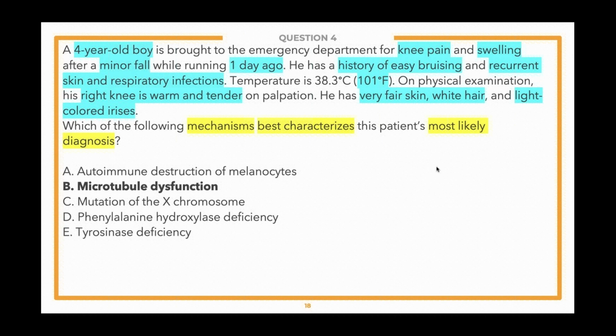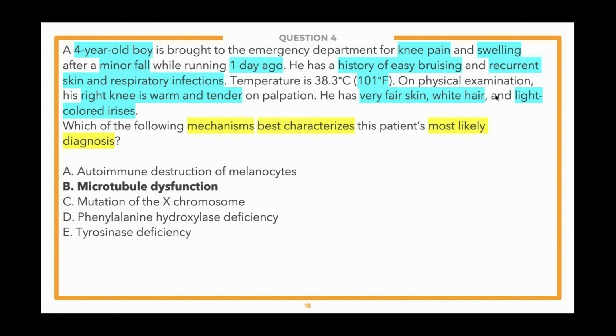That could be associated with decreased skin pigmentation, but you'd also hopefully like to see a couple other things such as seizures, musty body odor, and the patient's not really experiencing that. And on top of that, it wouldn't really lead to recurrent infections or easy bruising. So not the best answer there.